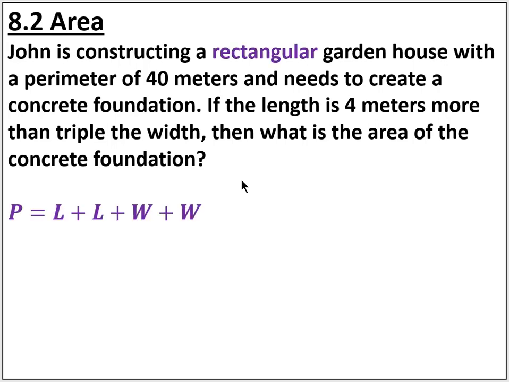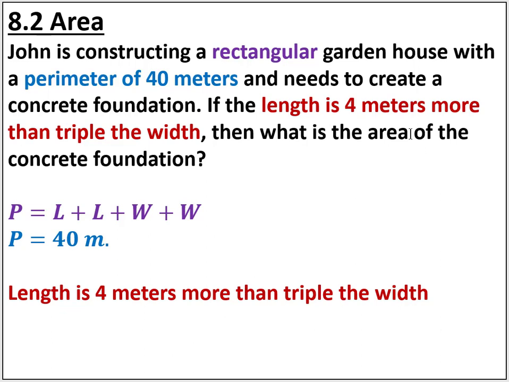So the first thing we do know, it's a rectangular garden house. So rectangular, that means for the perimeter of a rectangle, it's going to be length plus width plus width. Now the other information that we know from the given word problem is the perimeter. Perimeter is 40 meters. All right, so once we identify and highlight that, next we're going to start breaking down the next information we have in the given word problem. The next one is length is 4 meters more than triple the width.